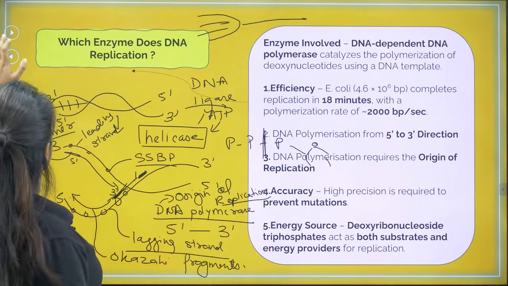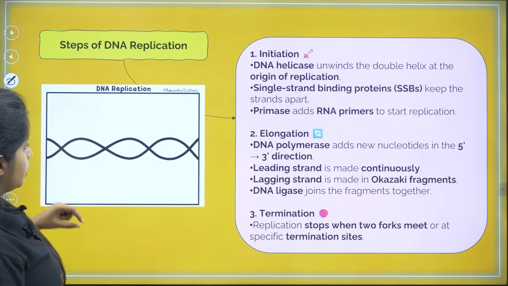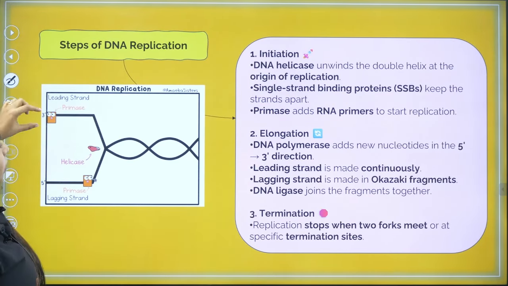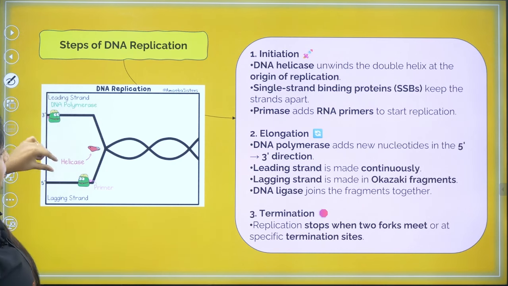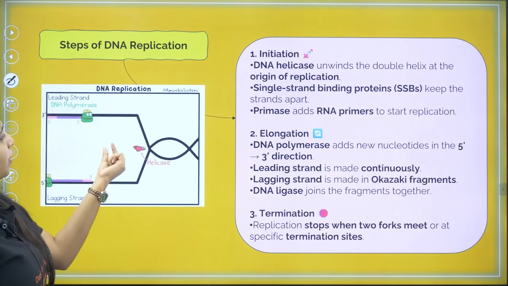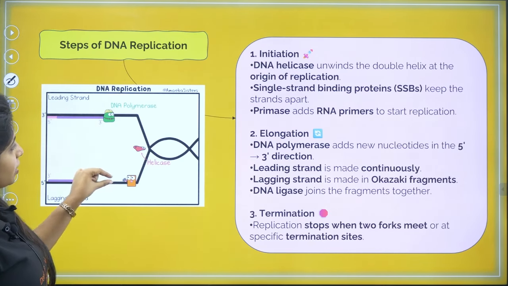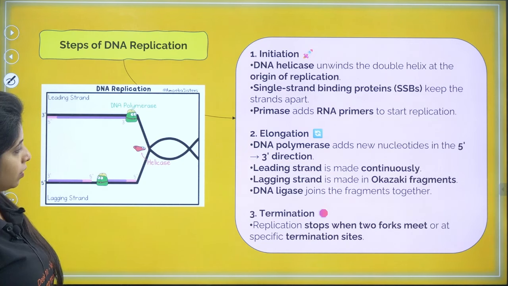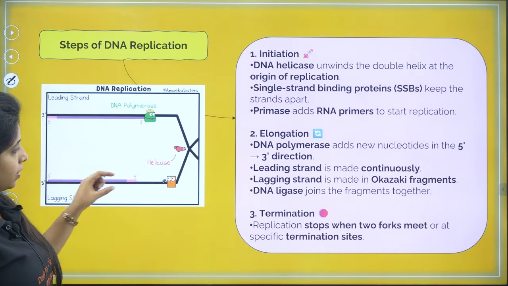Now we will see this particular video. Helicase would come in and open up. Single stranded proteins are not shown. Primase would be coming in, and DNA polymerase would be extending it. Over here, again you need a primer. Whenever you open this, you need a primer, but here everything is going on smooth. Got it? Same thing happens.